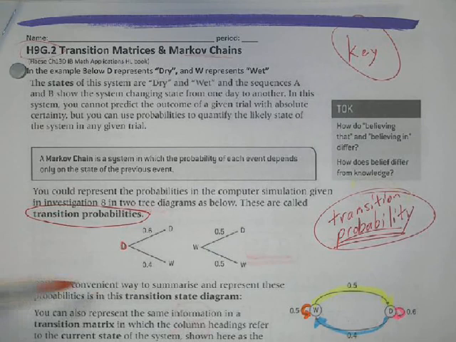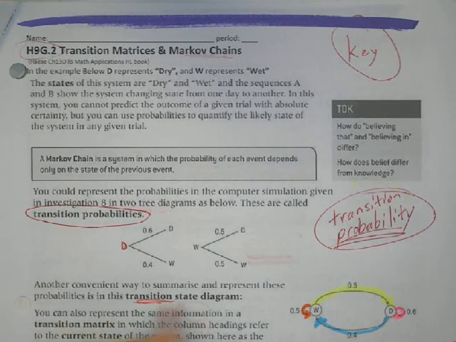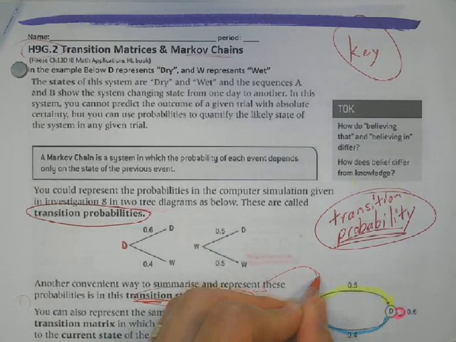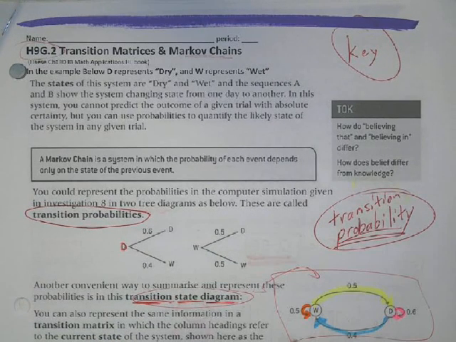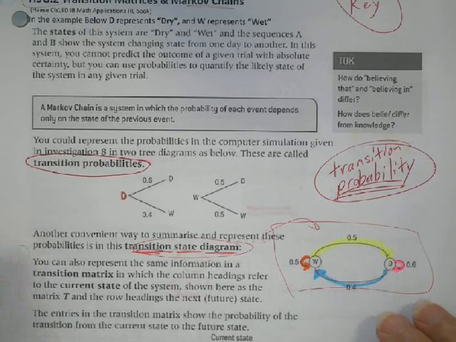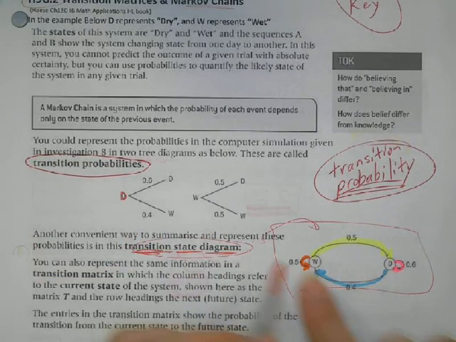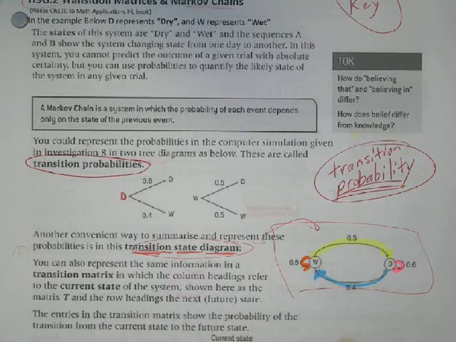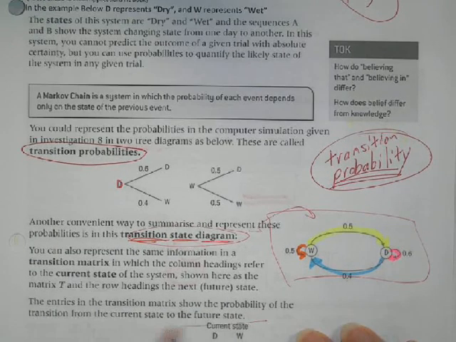Another convenient way is the transition state diagram. That's this thing right here. This is a transition state diagram, and we're going to go from transition state diagrams to transition state matrices, and I'm going to talk about how that works.